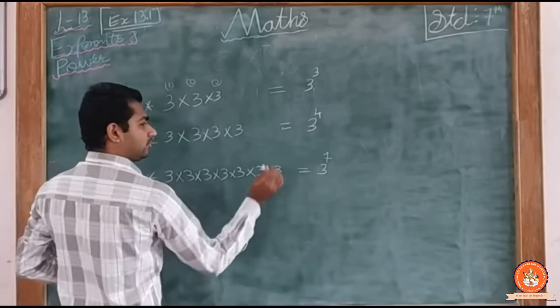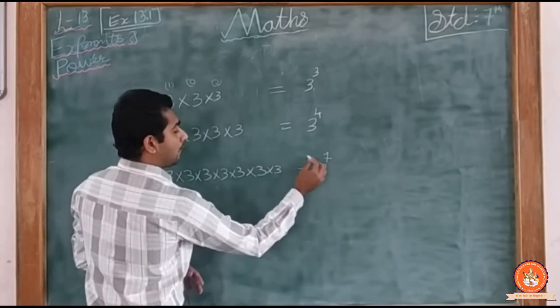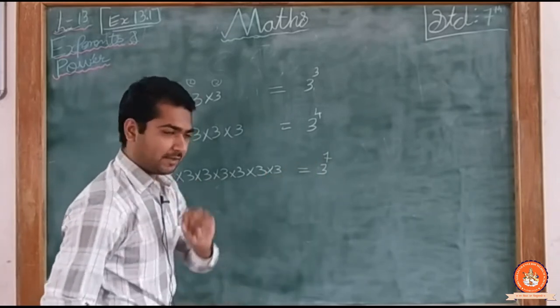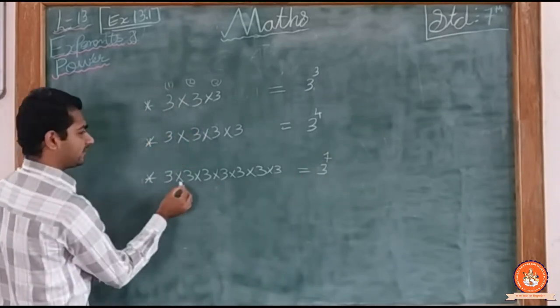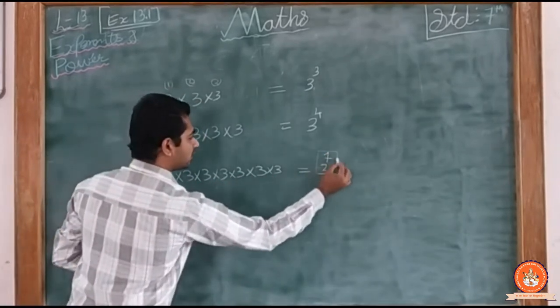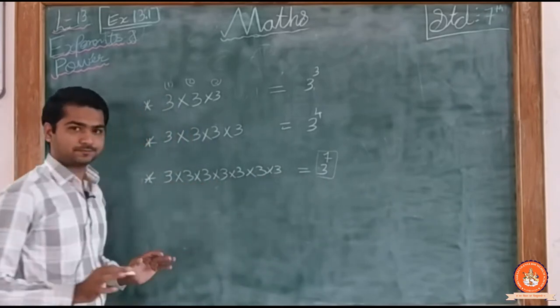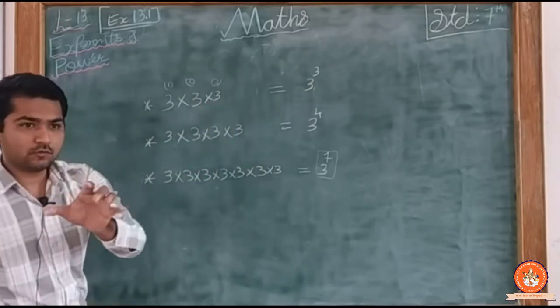Now here is 3 raised to 7, so I can understand that 3 raised to 7 means 3 is multiplied by 3, how many times? 7 times. 3 is multiplied by 3 only, but how many times? 7 times. So if I have 3 raised to 7, I will write 3 multiplied by 3 multiplied by 3 up to 7 times. Correct.